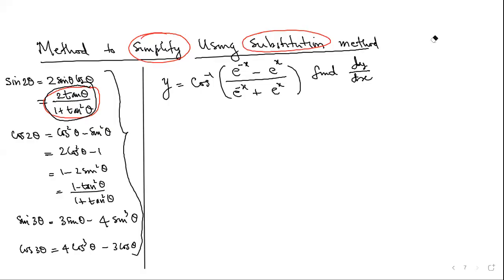Sir, we will write e raised to minus x as 1 upon e raised to x, and then we can take the LCM and we will get the formula of cos 2 theta, 1 minus tan square theta.